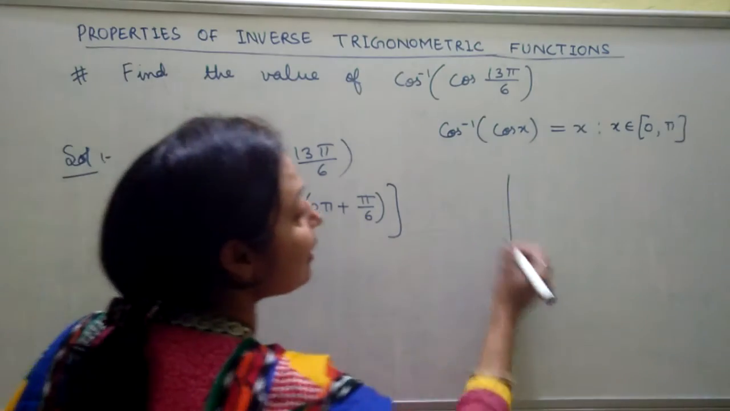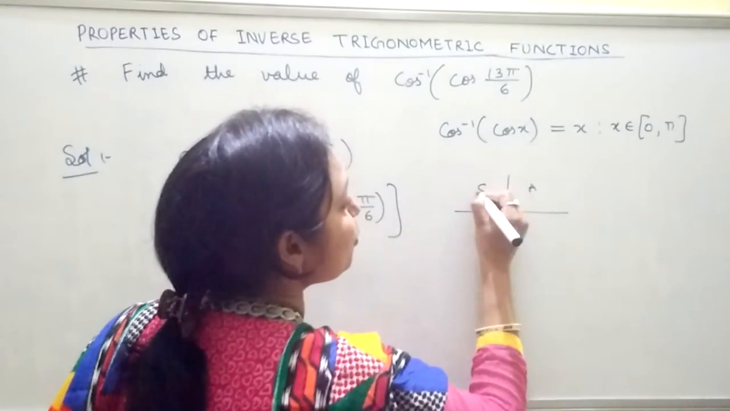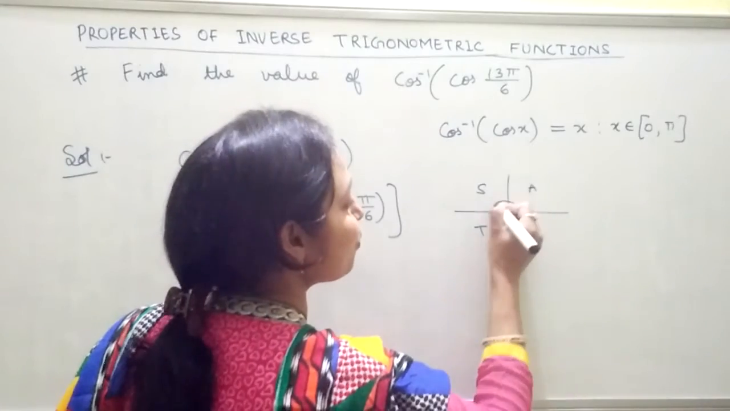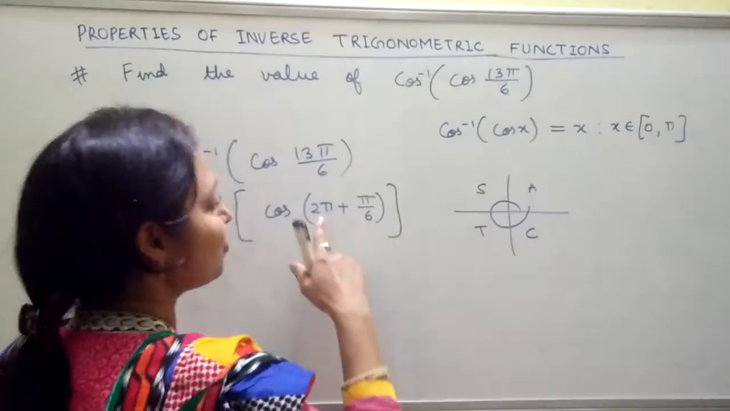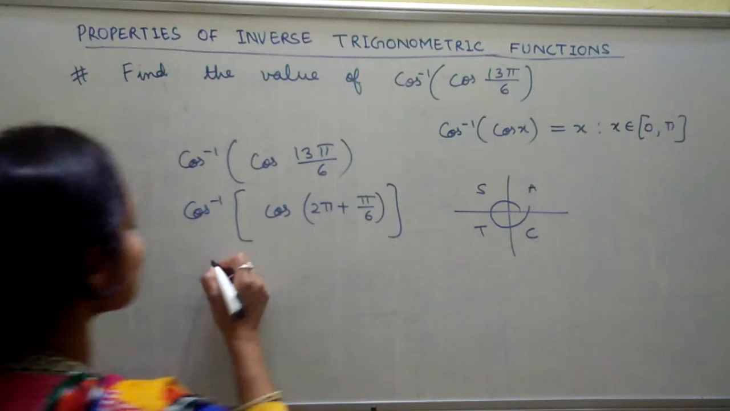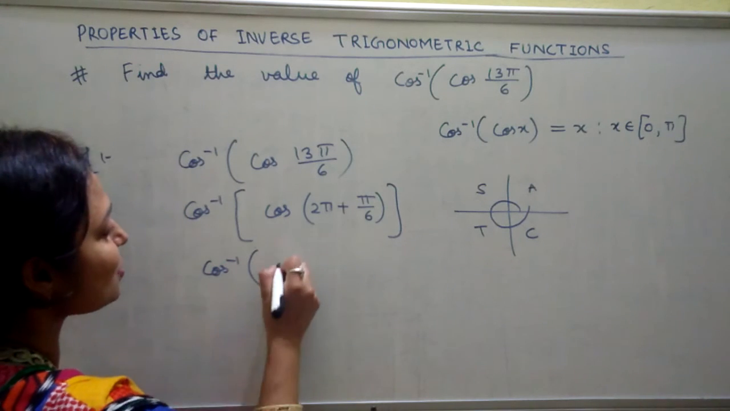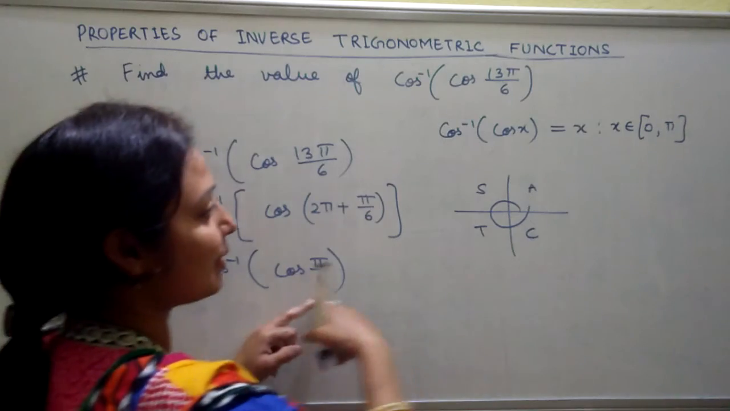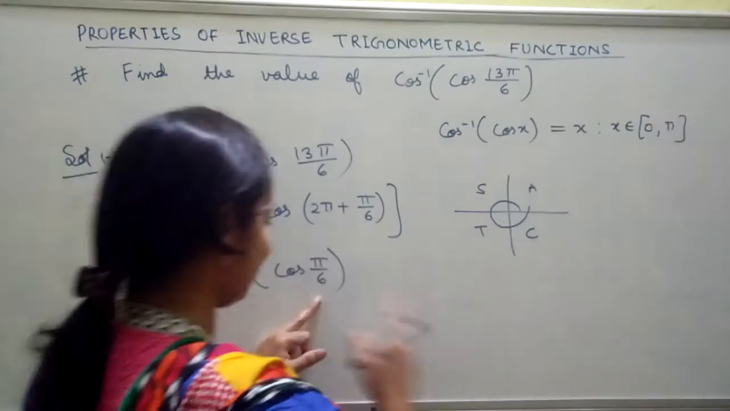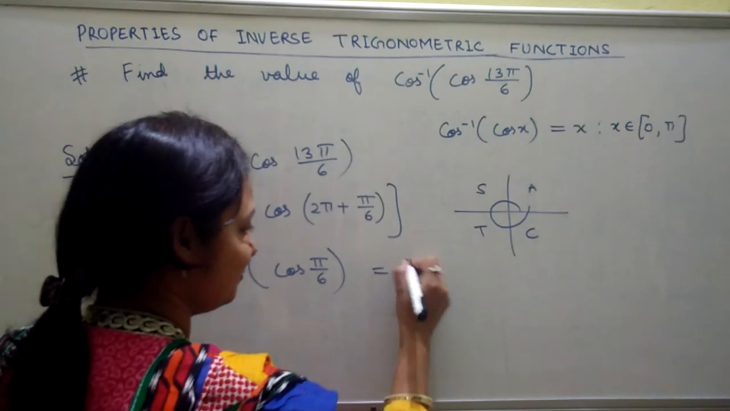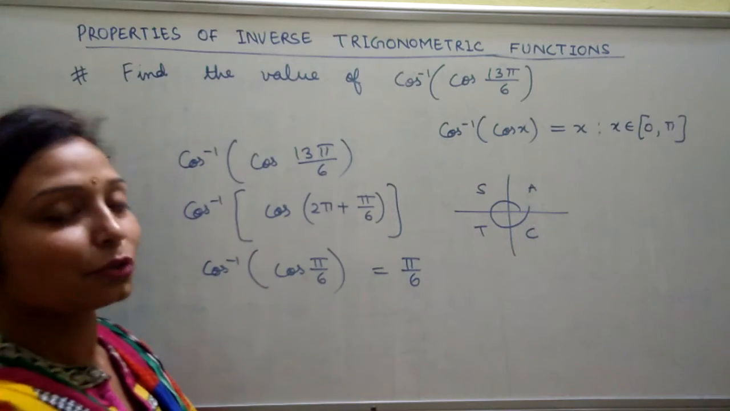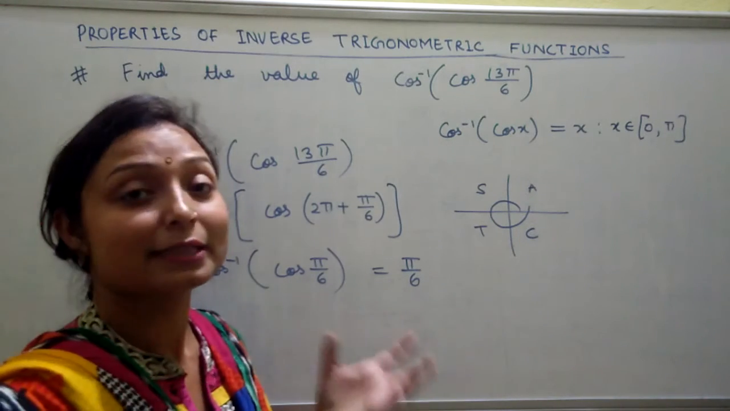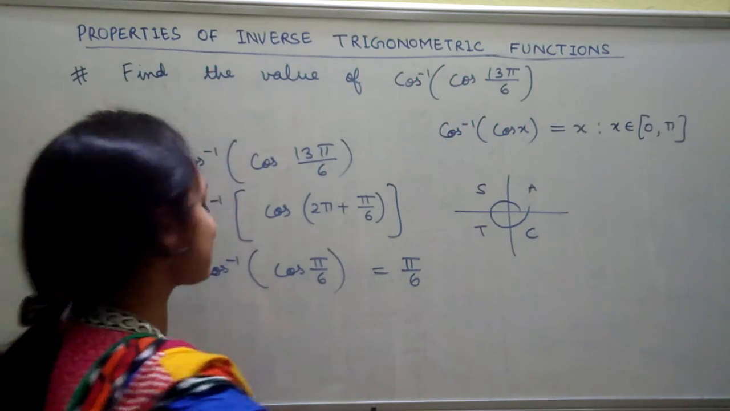Now 2 pi plus theta. With 2 pi there is no change in cos, so we have cos inverse cos pi by 6, right? Now this pi by 6 lies between 0 to pi. Cancel these two and you get pi by 6. So this is the way to apply the properties. Okay, come to the next question.